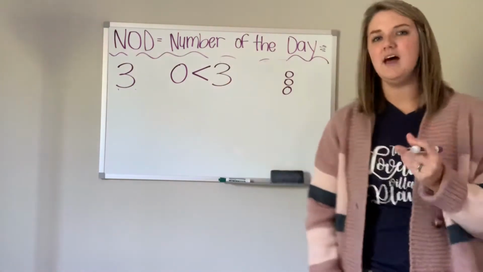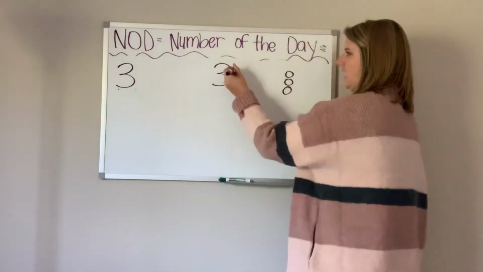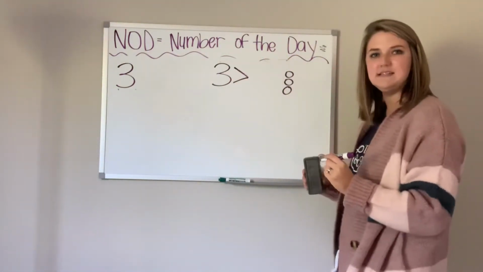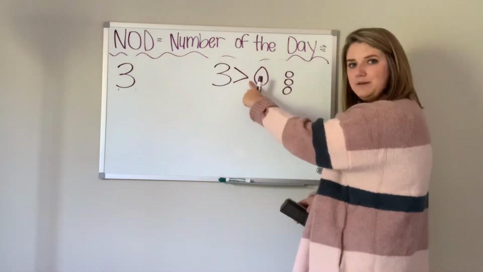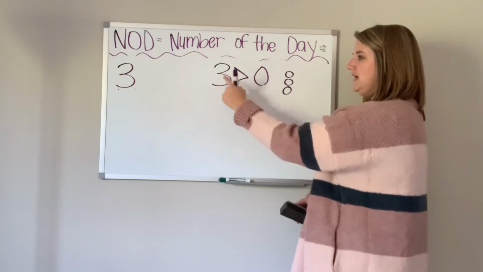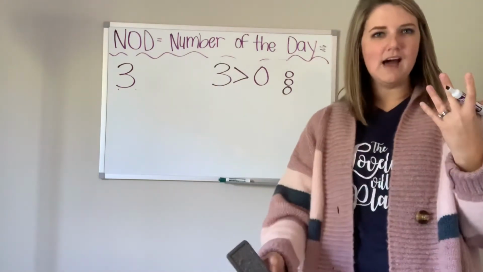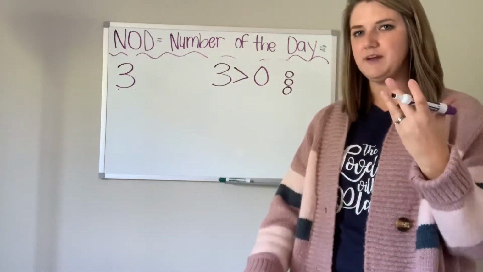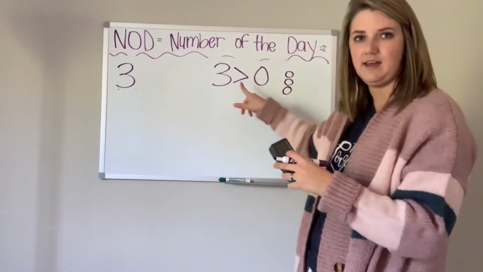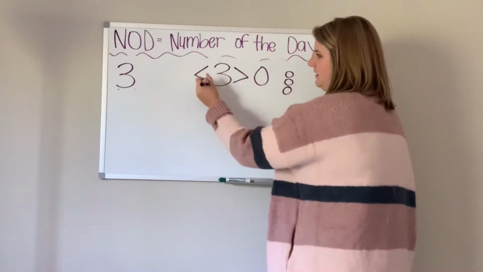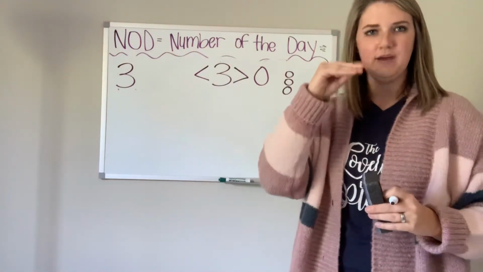If I wrote it on the other side, I'm going to erase it. I still make my alligator mouth open to eat the 3. I put the 0 on the side where the alligator mouth is not open, and this would read 3 is greater than 0. Does that make sense about how the symbols are different? This way, it's a greater than. If it's this way, it means less than. Make sure that alligator mouth is eating the bigger number.